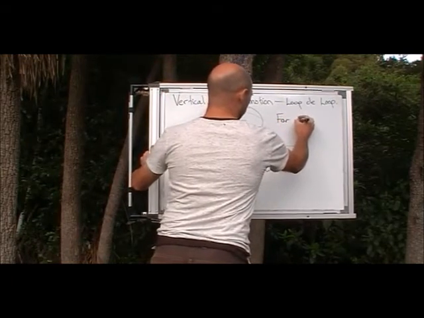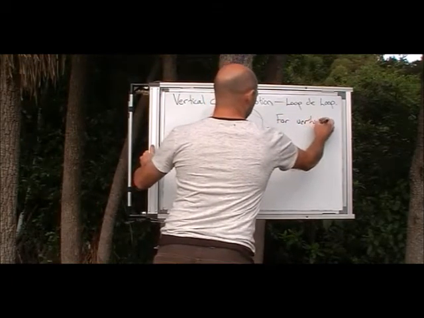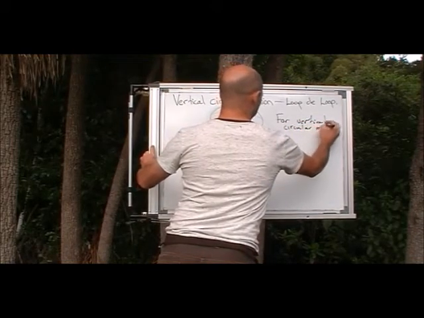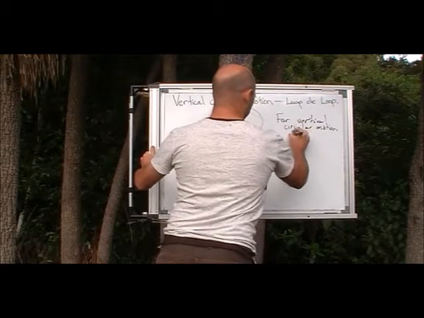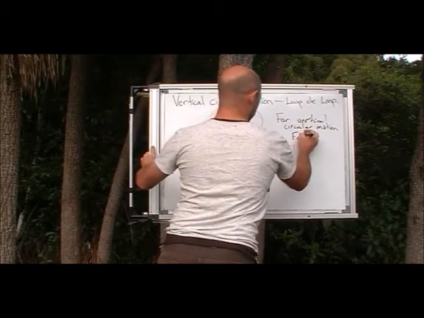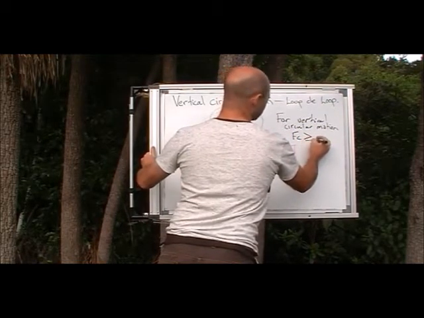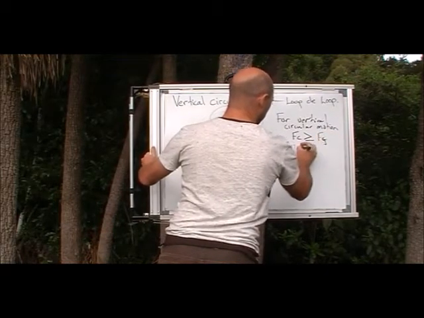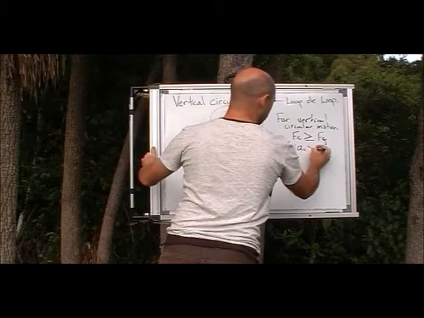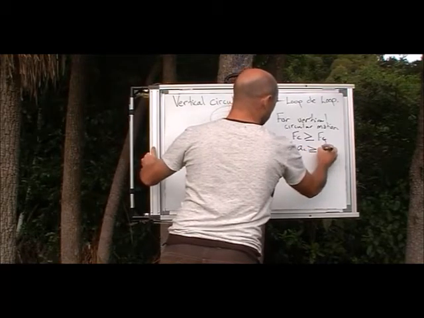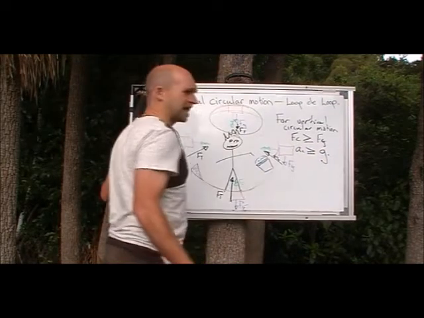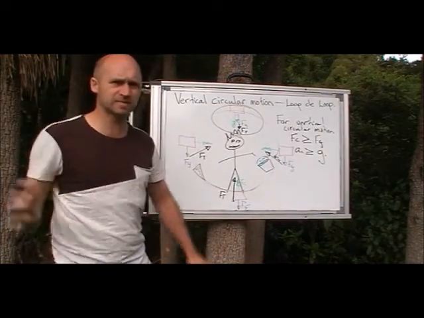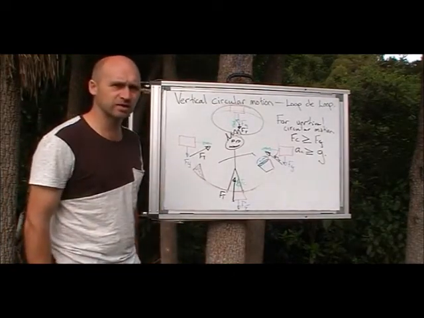So for vertical circular motion, Fc is greater than or equal to Fg. So ac is greater than or equal to g. And that's going to be the condition that gives us the minimum speed for safely going around a loop.